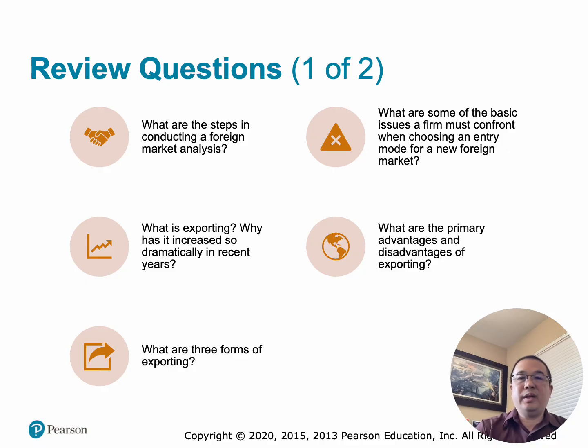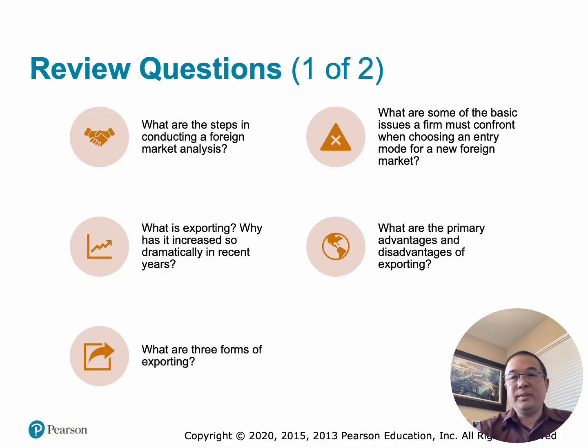Number 4, what are the primary advantages and disadvantages of exporting? Well, the advantages are low investment, low risk, easy market entry, and maintains production in home country. The disadvantages, though, are transportation costs, tariffs and trade barriers, limited control over foreign marketing, and dependence on distributors or intermediaries.